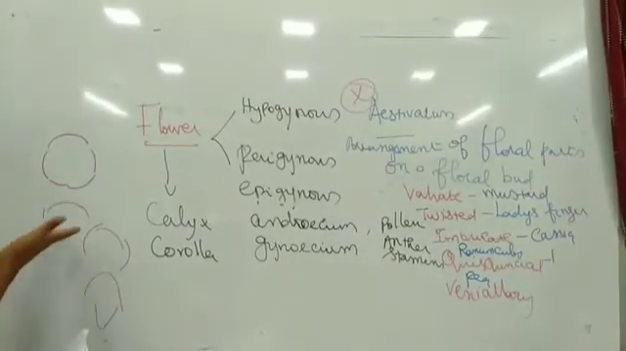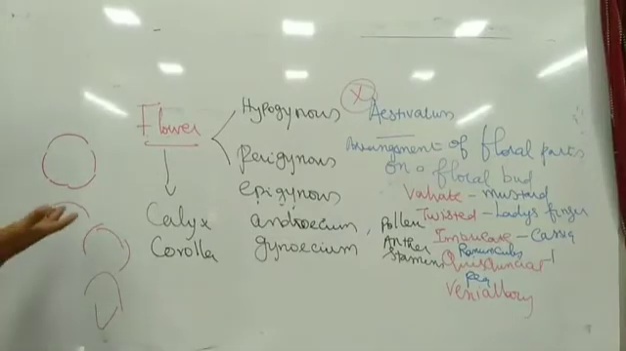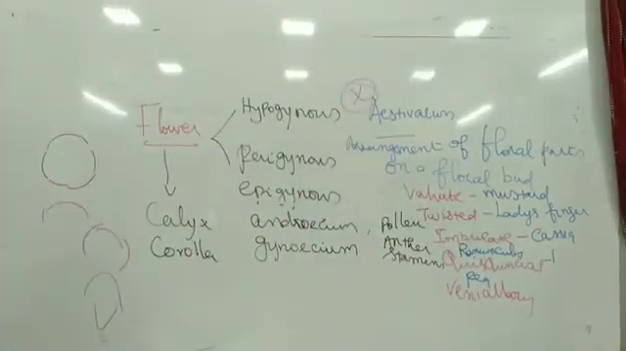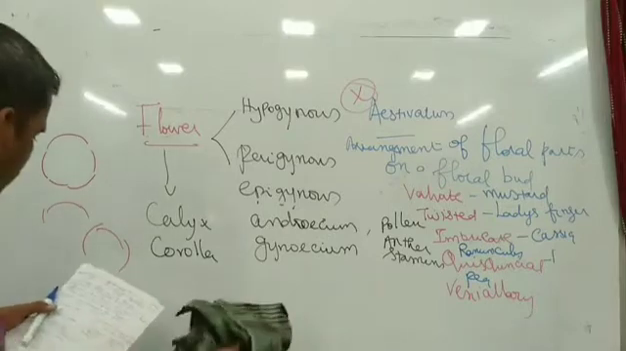What they'll ask is which type it is, or else they give a diagram and ask which category it belongs to, or they give an example and ask whether it is valvate, twisted, imbricate, quincuncial or vexillary. So they may ask. Okay, next we move to this.